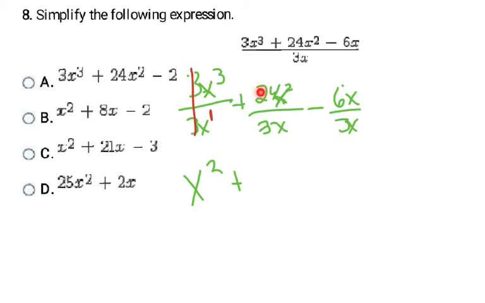Next we have 24 over 3. That's going to simplify to 8. And then I have x squared over x on the denominator. 2 minus 1 is 1. So I'm going to be left with just an x in this term. And then I have 6 divided by 3, which is 2, and that's still a minus 2. And then the x's are just going to cancel. So that's going to be my final answer, which is letter B.